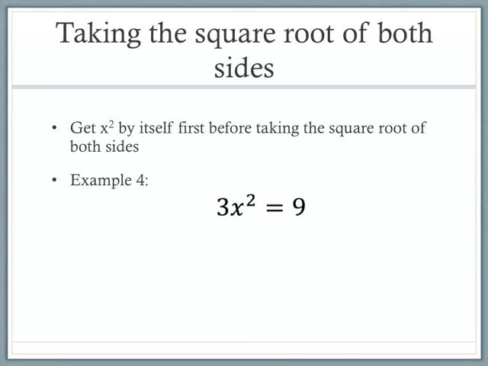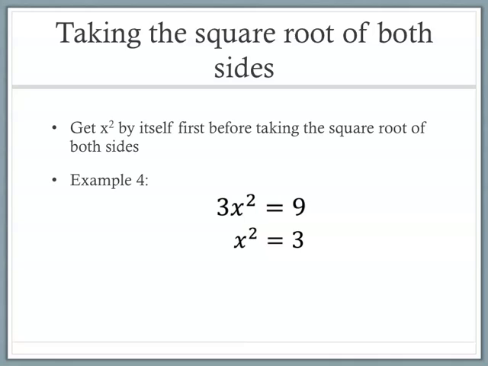We have 3x squared equals 9. So the first thing I'm going to do is get that x squared completely by itself. So I'm going to divide both sides by 3. That leaves me with x squared equals 3.